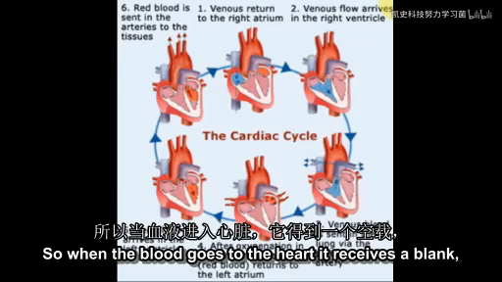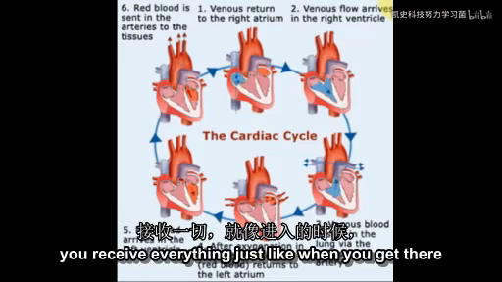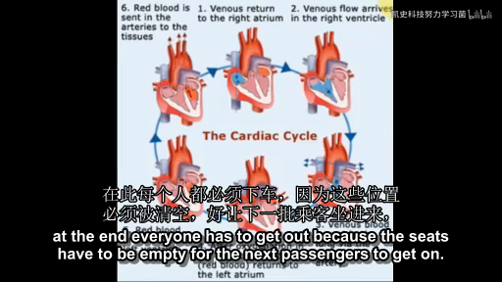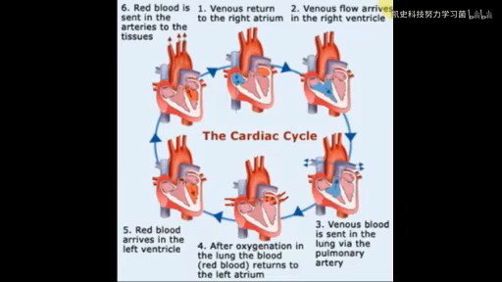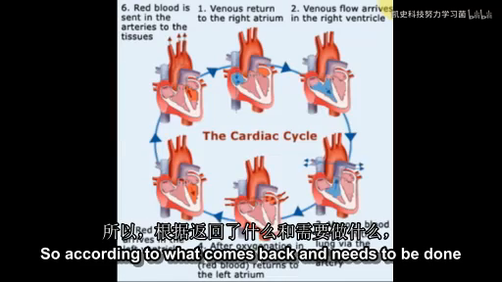So one of the reasons is that when the blood leaves the heart, from the entry chamber into the second chamber, at that point you receive a blank. You receive everything empty. It's just like on a roller coaster. At the end of the roller coaster, everybody gets out because you have to have empty seats for the next flight to get on. And then it doesn't matter if it's a fat, small, a child, or 2 girls or 2 boys who get on. It's according to who sits in.